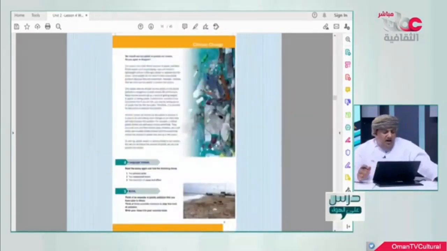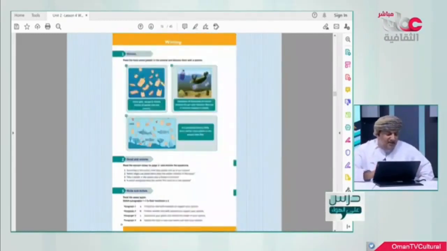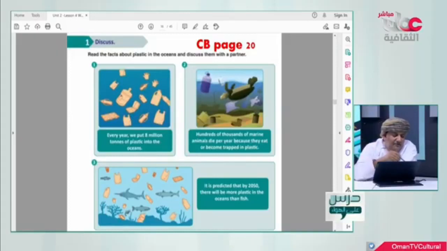Okay? Of course, we are going to complete activity 4, but we are not going to complete task 5 because it's cancelled. Like this, make an X on task number 5 and task number 2 here. You are not going to complete the task. So let's go to the first one. Okay, read the facts about plastic in the ocean and discuss them with a partner. This is a discussion task. Okay, so now we are going to read them quickly. Okay, the facts, number 1.